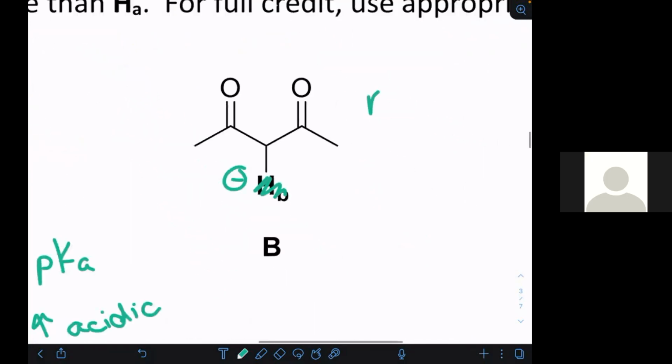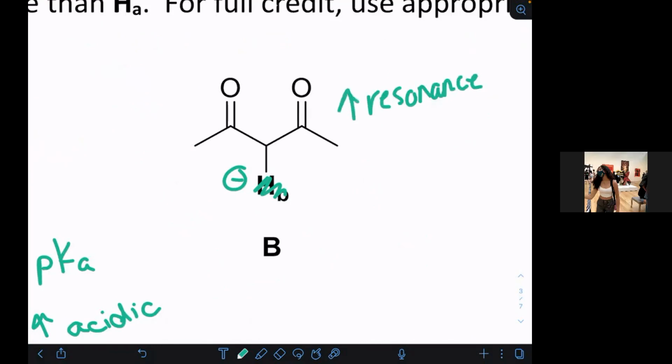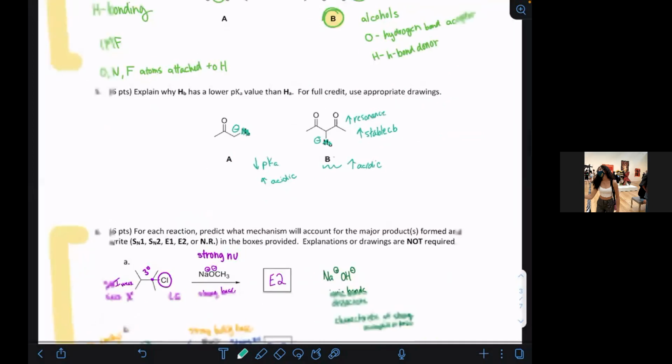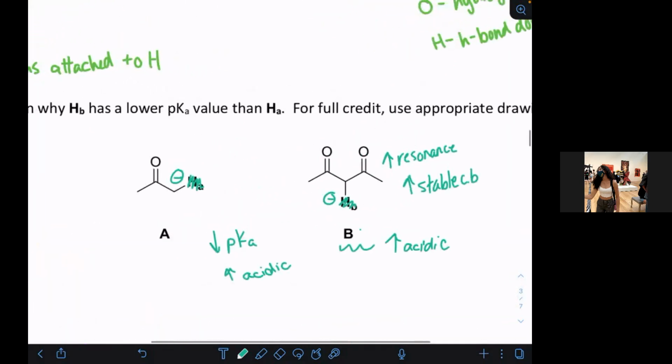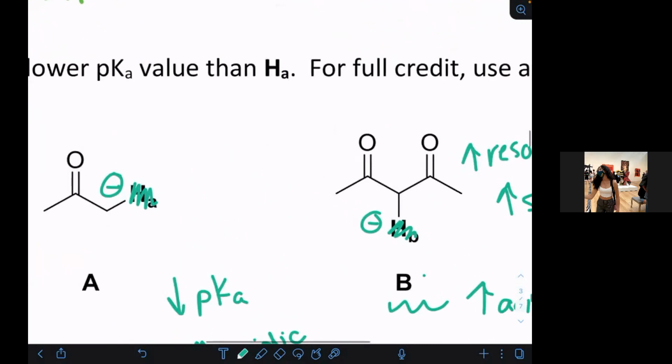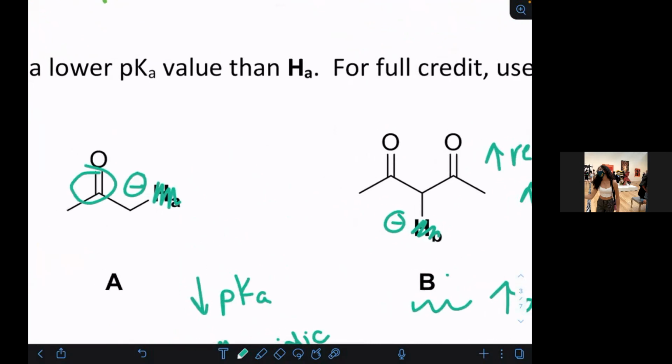I think you go off of resonance. Okay. More resonance, more stable. But why do we decide on the conjugate base? Because we're assuming the acids are the same, right? So that's why we're going off of resonance. Yes, and the charges are on the same atoms and everything. Just because I see double bonds, basically.